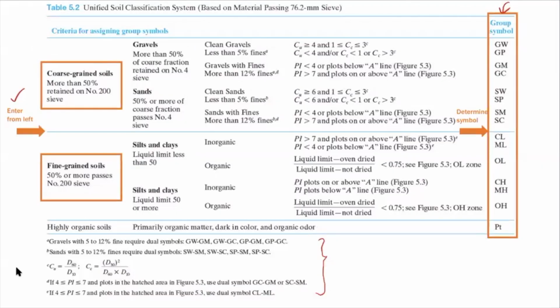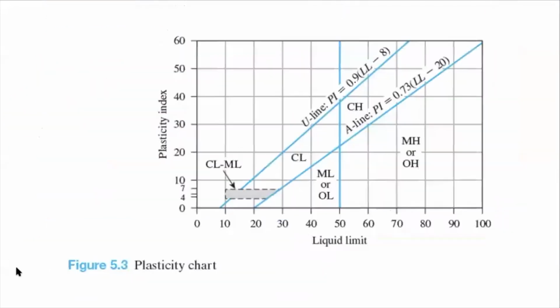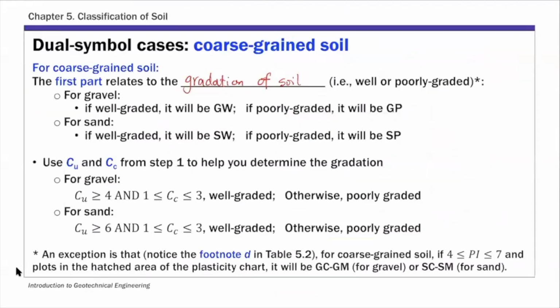Look at this first footnote A here. You see all these are dual symbol cases, and you'll notice that the first part of the dual symbol is either GW or GP. That means it's either well-graded gravel or poorly graded gravel. So the first part of the dual symbol relates to the gradation. To determine that, you need CU and CC. So use CU and CC to tell you if the gravel or the sand are well or poorly graded. That gives you the first part of the dual symbol.